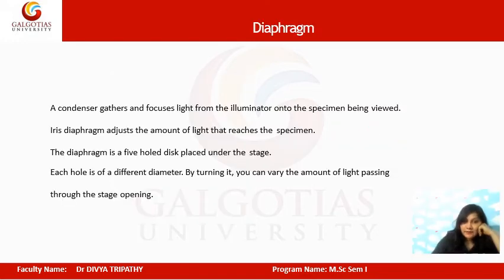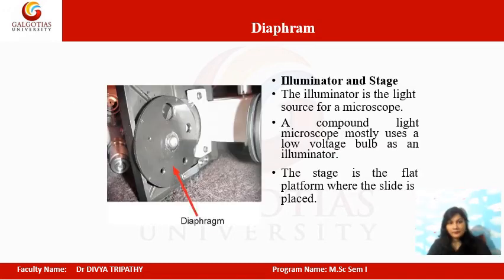Now the next part is the diaphragm. The diaphragm adjusts the amount of light that reaches the specimen. The diaphragm generally has a 5-hole disc placed under the stage. Each hole is of different diameter, and by turning it we can vary the amount of light passing through the stage opening. This is the picture of the diaphragm. You can see there are so many holes present on this diaphragm, and the holes are of different diameter. By using different types of holes, we can quantify the amount of light that is passed through the object.